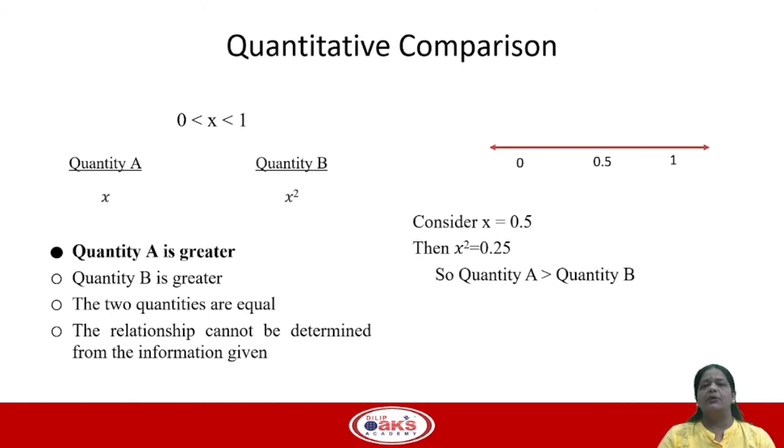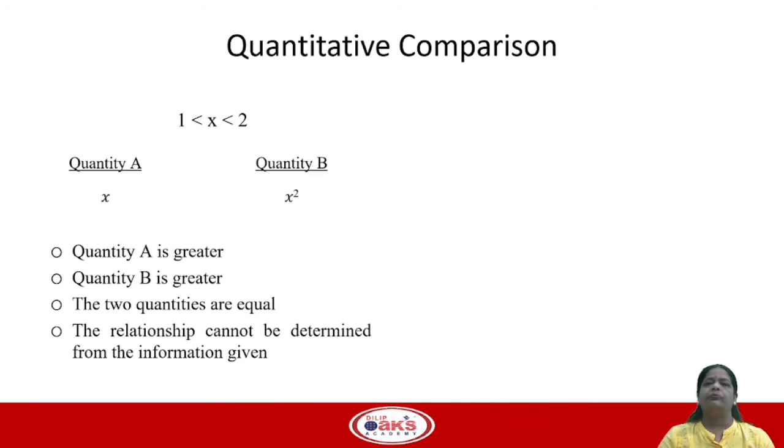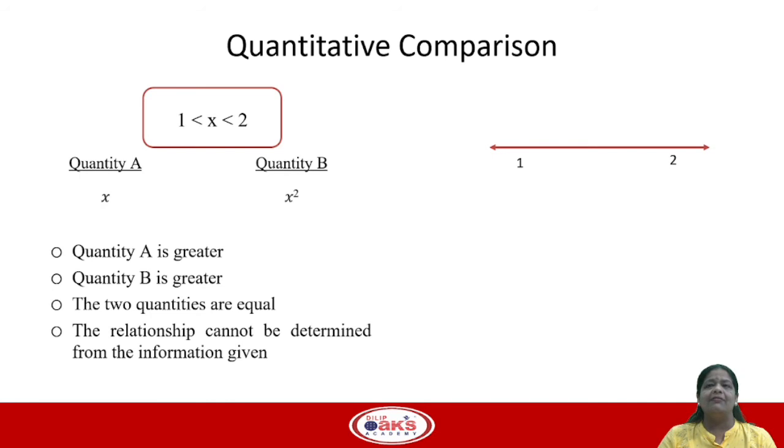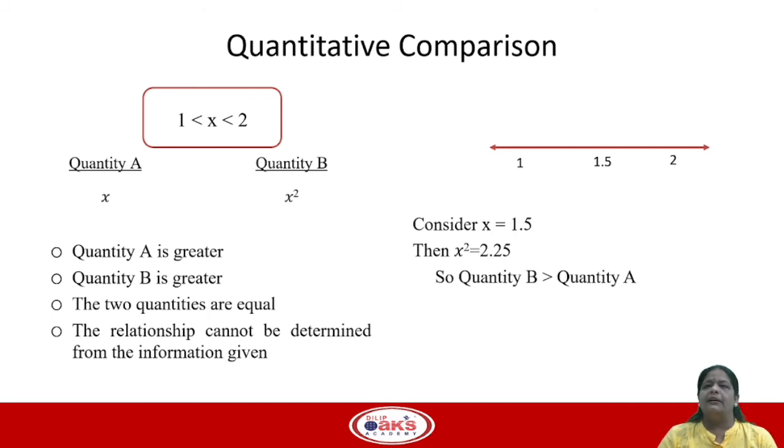Now let us see what's happening in the second question. x is greater than 1 but less than 2. And the quantities to be compared are still the same, x and x square. But notice carefully, the given information has now changed. So now x is any value between 1 and 2. We assume x is equal to 1.5. So x square will be 2.25. So now what's going to be the result of the comparison in this case? Quantity B will be greater than quantity A. So we are going to select the second option in this case.